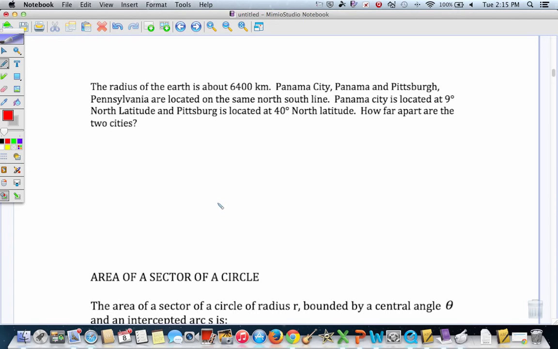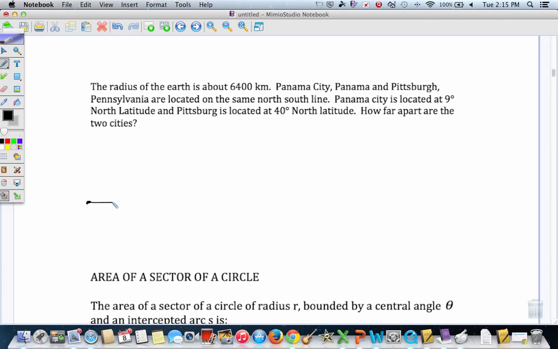One more with our S equals R times theta. Radius of the Earth is about 6,400 kilometers. Panama City and Pittsburgh, Pennsylvania are located on the same north-south line. Panama City is located at 9 degrees north latitude and Pittsburgh at 40 degrees north latitude. How far apart are the two cities?